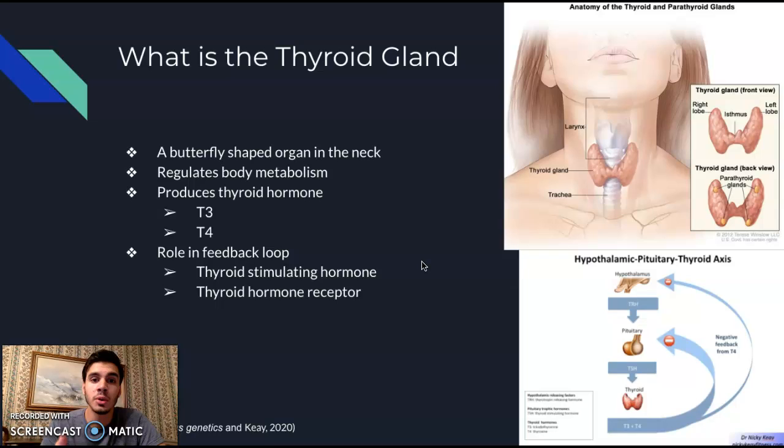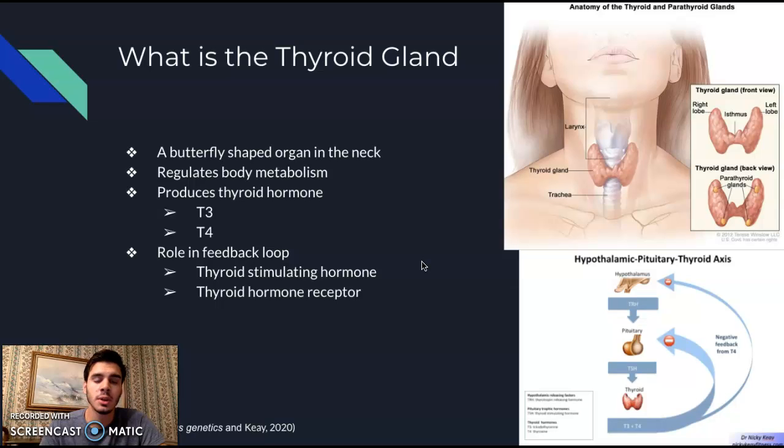So the thyroid gland produces thyroid hormones, which are T3 and T4. These hormones dictate the body's metabolism. Now, metabolism is exactly how fast the cells in the body are working. This plays a role in how fast your heart is beating, how quickly you're breathing, in your brain development, in your growth development. All those things come down to your body's metabolism.